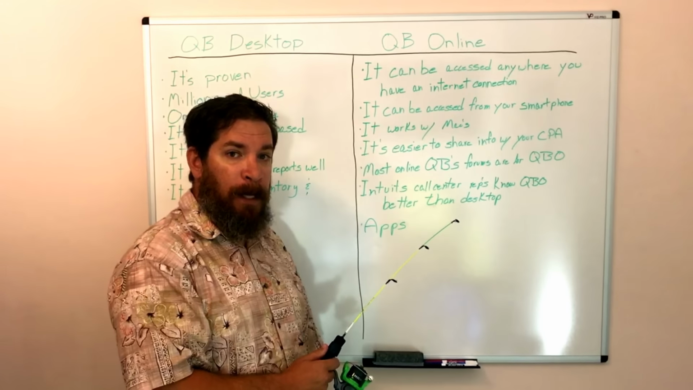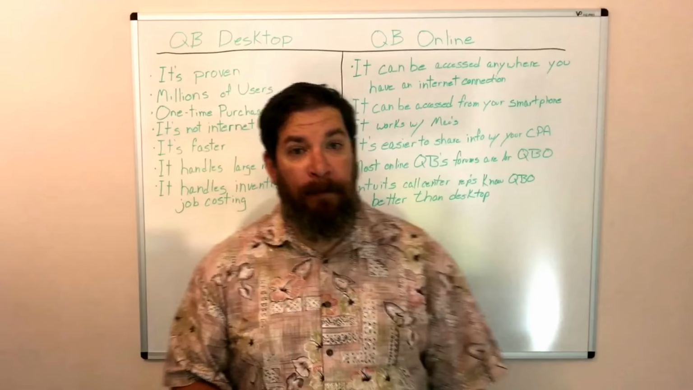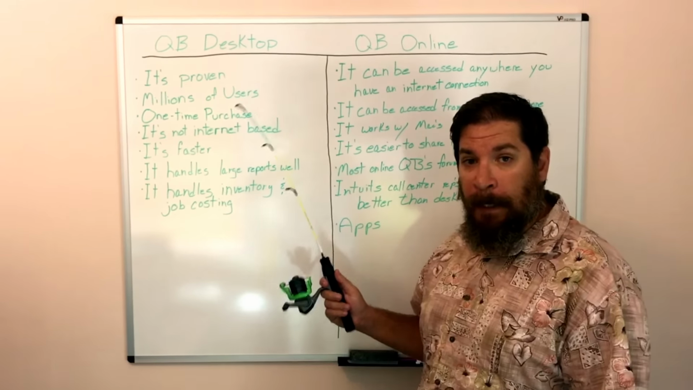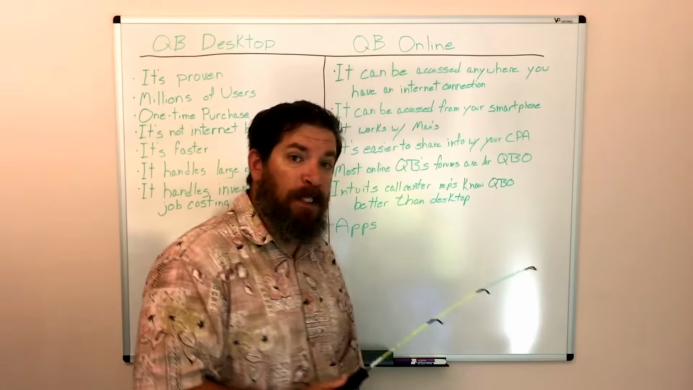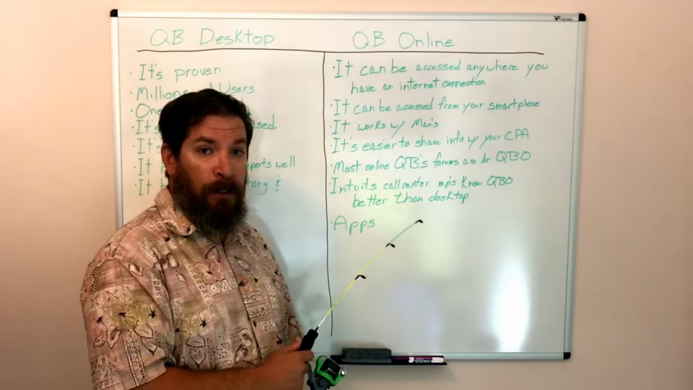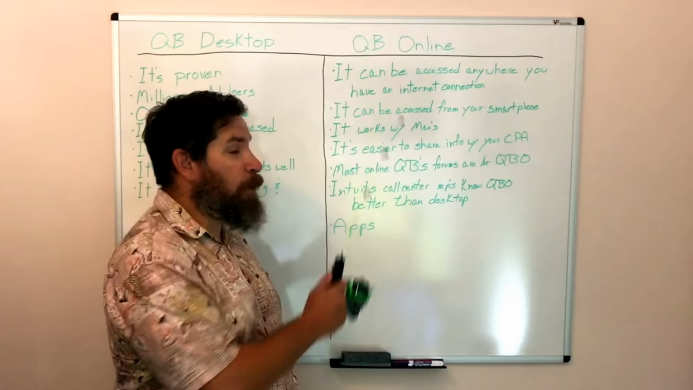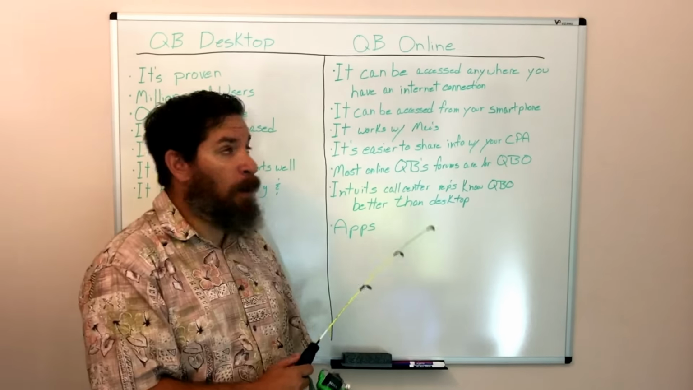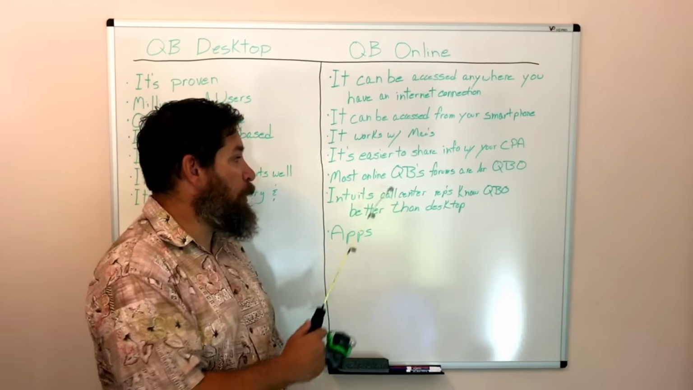So which one do I recommend? If you're a large company and you have an in-house accountant, more than likely QuickBooks Desktop is best for you. If you're a smaller company, especially if you have a CPA that you need to share files with, QuickBooks Online might be best for you. It's simple to use. You may not need all the functionality of Desktop, and it's much easier to share files with your CPA.